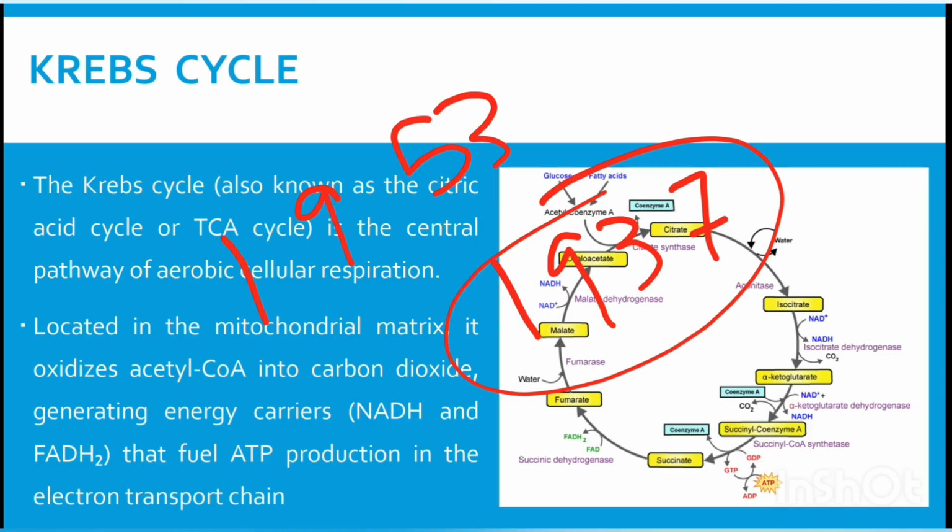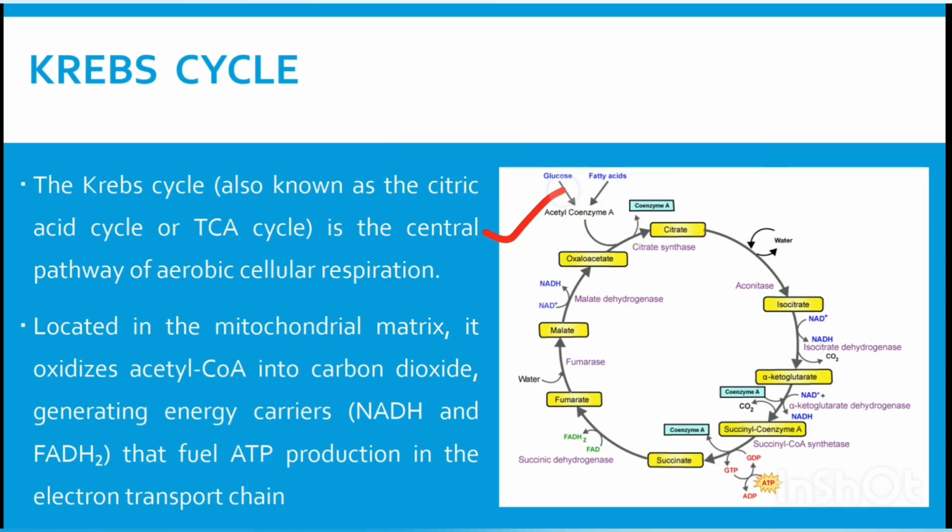Now the biochemical pathway. At first acetyl coenzyme A enters the pathway, and acetyl coenzyme A first binds with oxaloacetic acid to form citrate or citric acid. Oxaloacetic acid is a 4-carbon compound and acetyl coenzyme A is a 2-carbon compound, so together they form citric acid, which is a 6-carbon compound. Then one isomerization reaction takes place to form isocitrate from citrate.